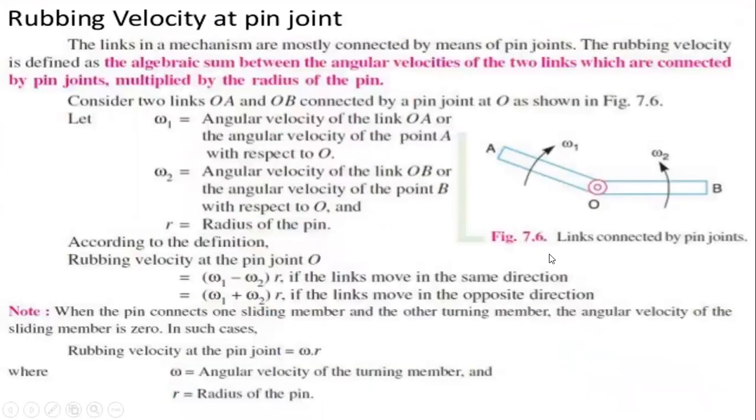So next one is the rubbing velocity at the pin joint. When you are taking the velocity at different points, we are taking the rubbing velocity at the pin joint. First of all, the links in a mechanism, these two links OA and OB, are mostly connected by means of pinned joints. So this is a pinned joint here.